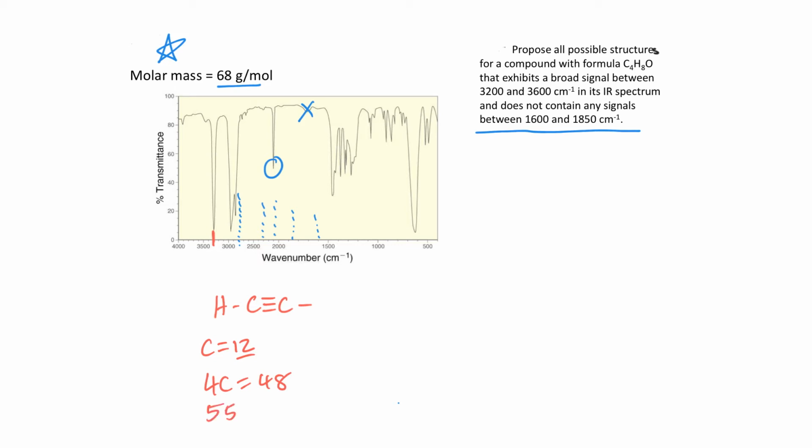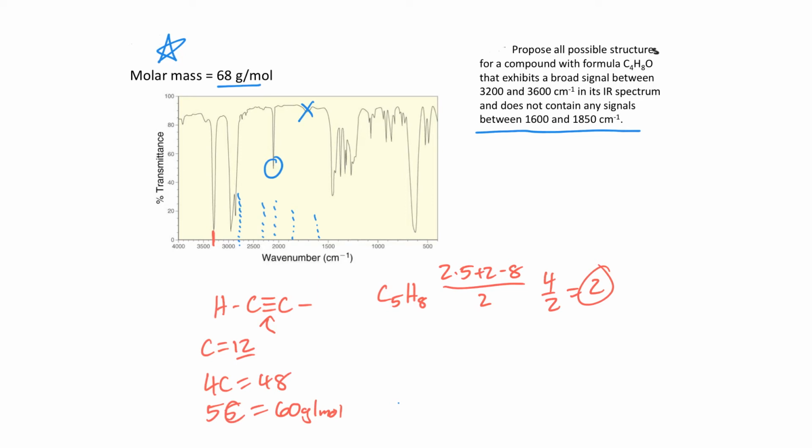So what about 5 carbons? 5 C's equals 60 grams per mole. That's pretty close to 68, so maybe I have C5H8. Is that a reasonable formula? Well, we can calculate the HDI, and again, that's going to be 2 times the number of carbons, plus 2 minus the number of hydrogens, all divided by 2. That gives me 10 plus 2 is 12 minus 8 is 4. 4 over 2 equals 2 HDI, and that would be accounted for in this triple bond. So I think that's a pretty reasonable formula.